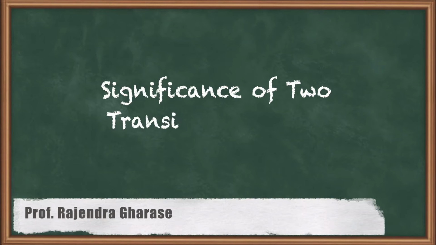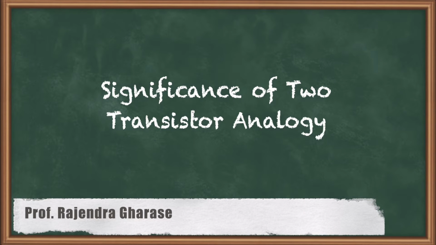Hello friends, in this video we are going to discuss the significance of the two transistor analogy of SCR. The anode current expression that we derived in the two transistor analogy of the SCR will give the mathematical proof for how the SCR can be turned on by circulating a small amount of gate current.